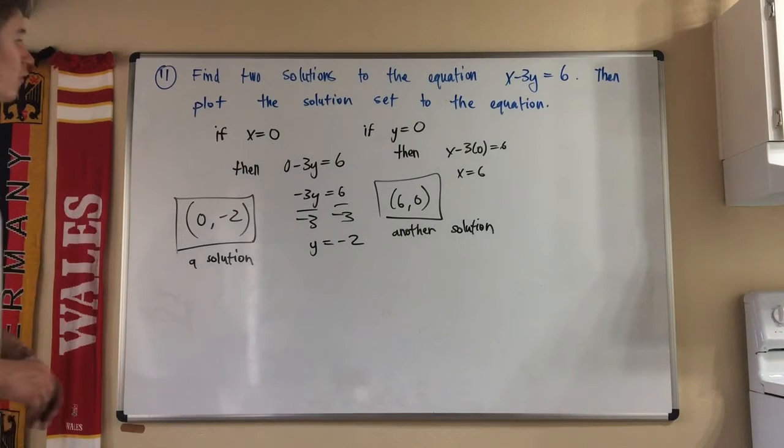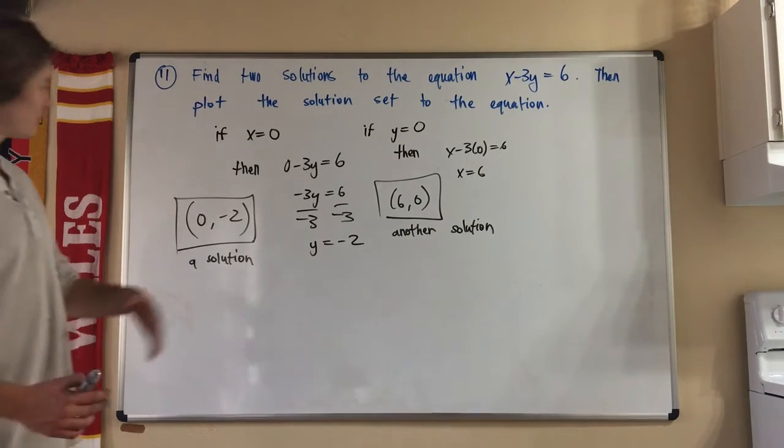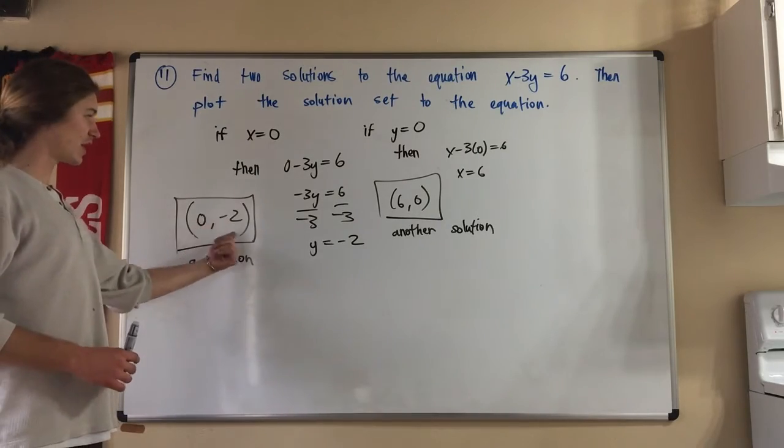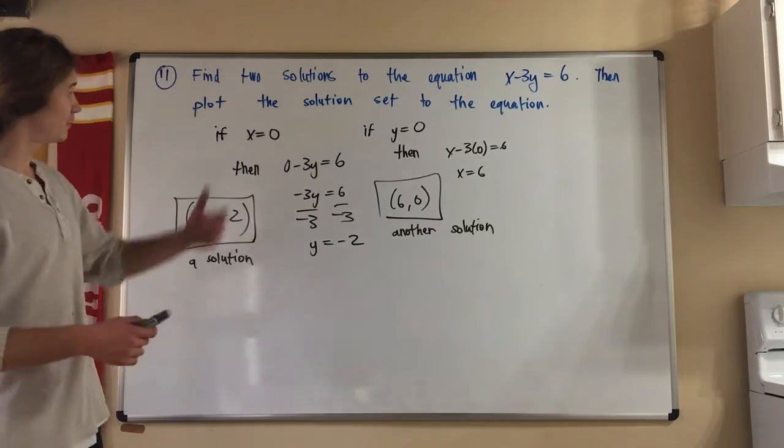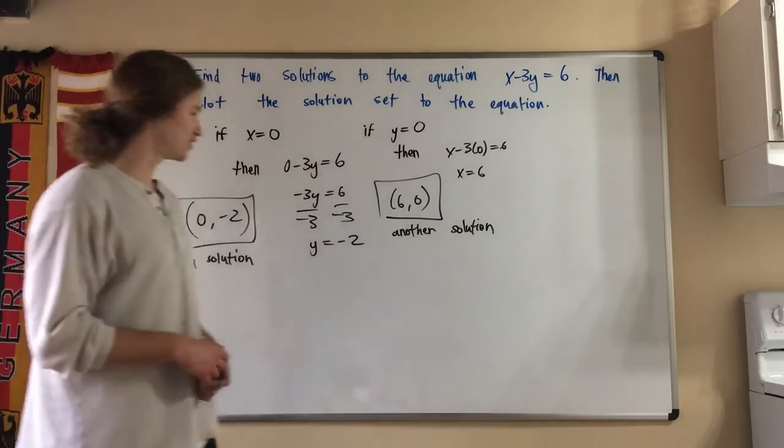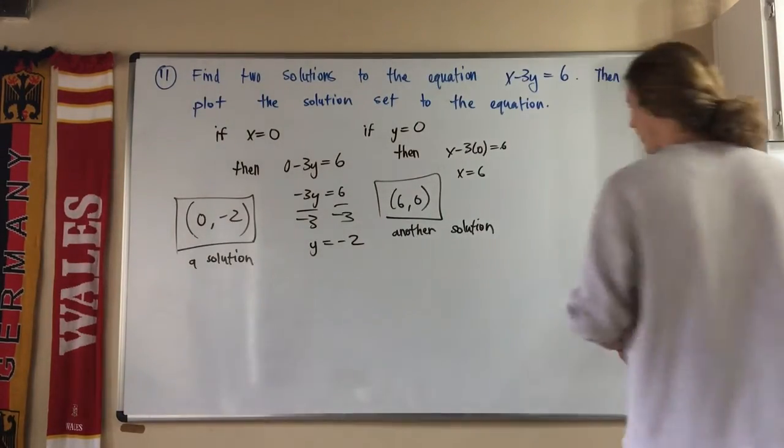Great. So we found two solutions now. Now this is awesome because we can plot the points that correspond to the coordinates (0, -2) and (6, 0). By plotting these two points and putting a line between them, we can see the total solution set to this equation. So what I'll do now is put my coordinate axes in.